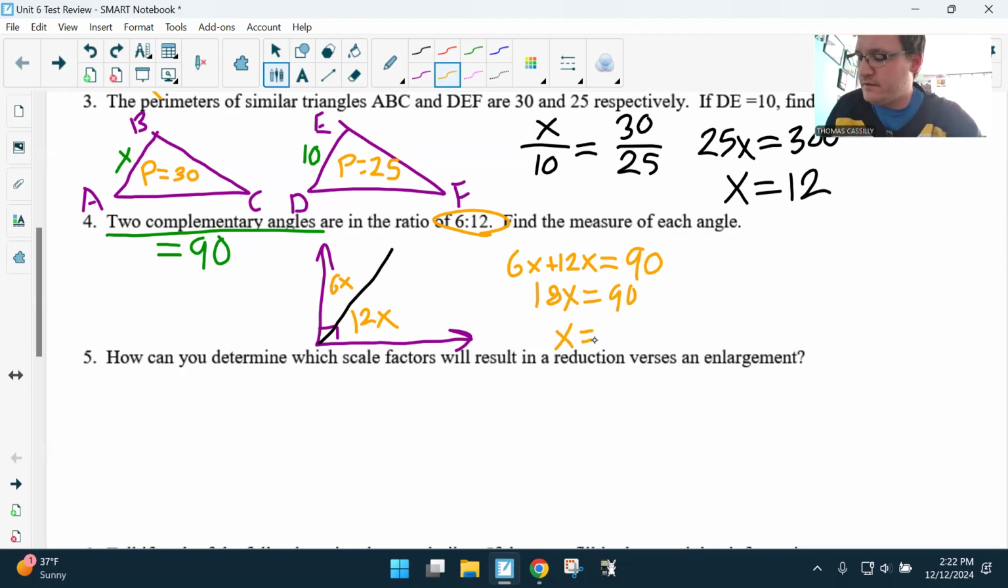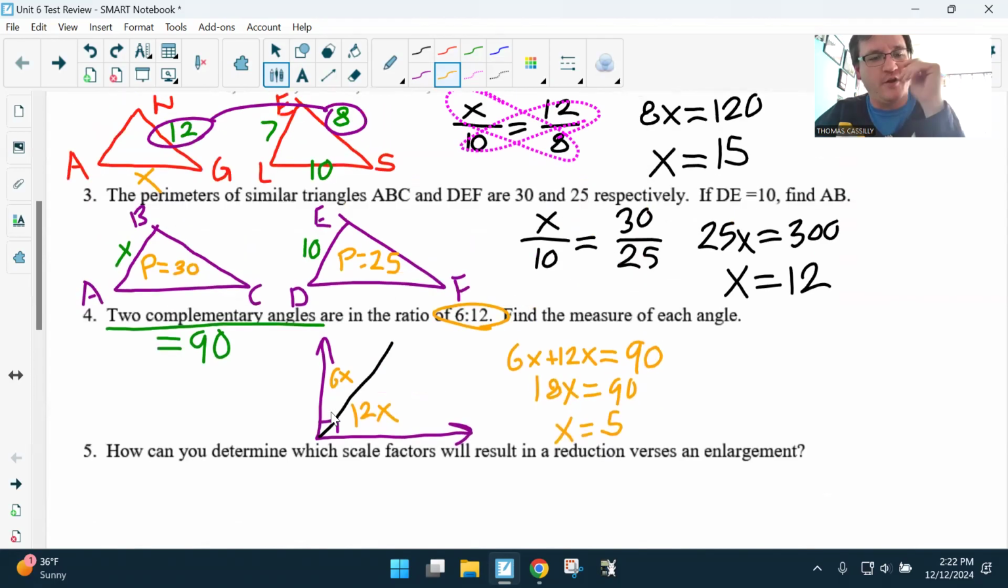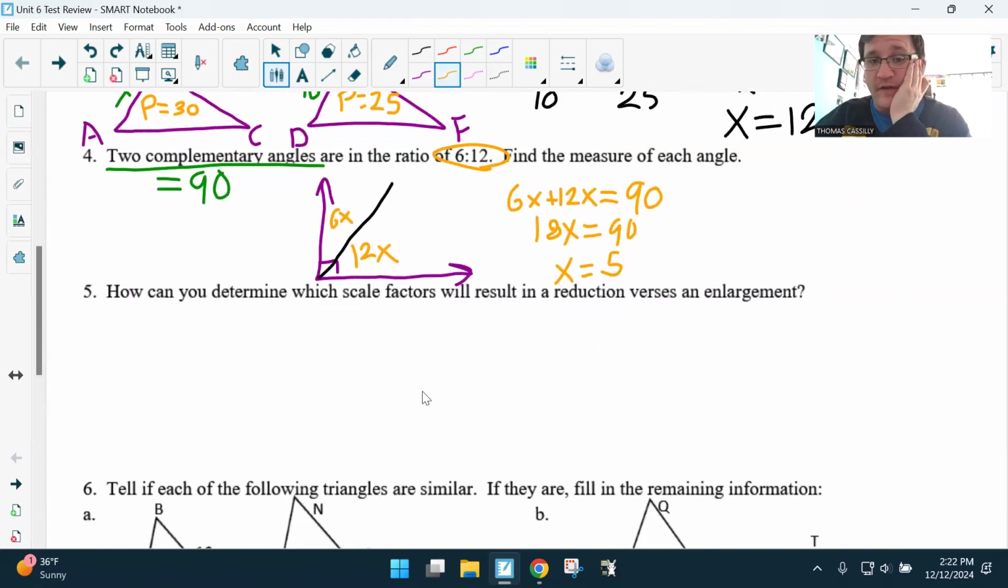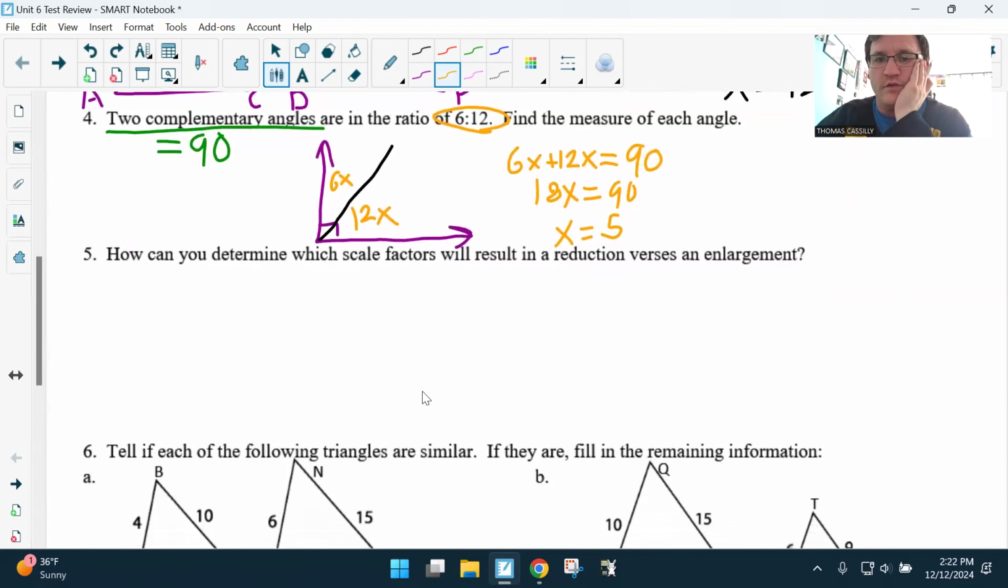I want to say 5. Yeah, x equals 5. All right. So that one's done. I got one more here. I think I got one more. 3 more. All right. Determine how can you determine which scale factors will result in a reduction versus an enlargement?